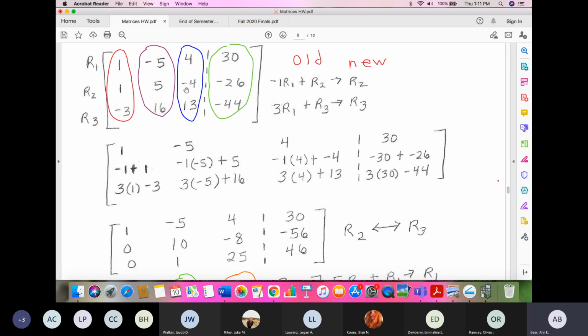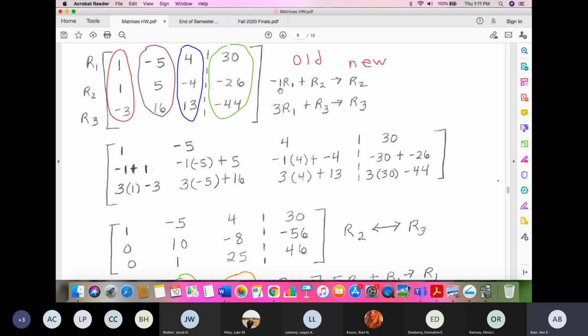Plus row 3. Row 1, 2, 3, plus 16. And we're done with the second row for now. Move along, or we're done with the second column for now. Sorry, we're done with the second column for now. Now let's move along to the third column. And let's do this row first, this row operation first.